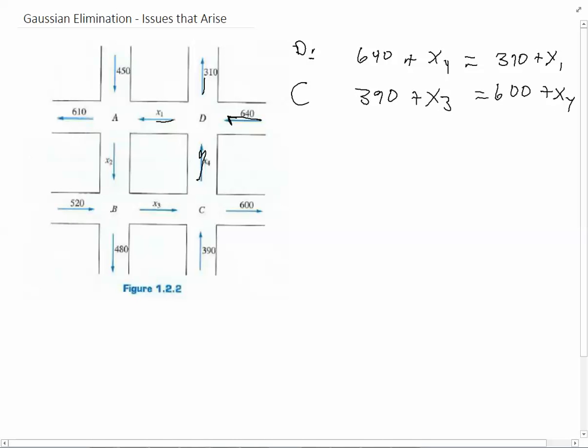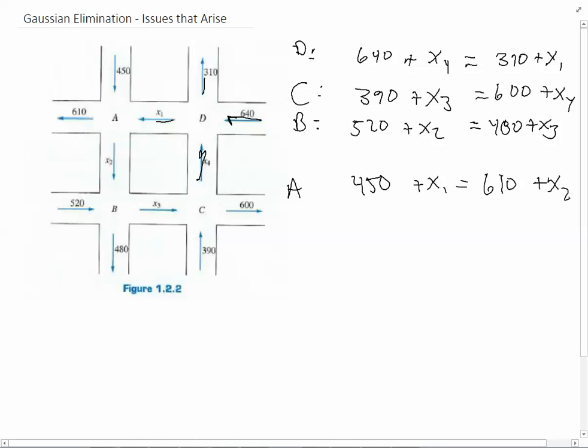Now looking at intersection B, 520 plus x2 has to equal what's coming out, so 480 plus x3. And finally, for intersection A, 450 plus x1 has to equal the outflow, which is 610 plus x2. Now I can proceed to get this into standard form.